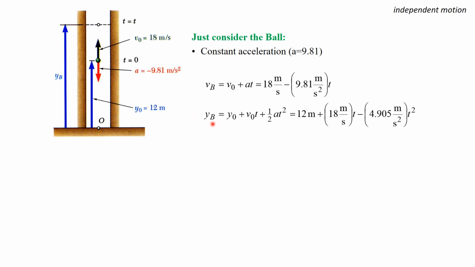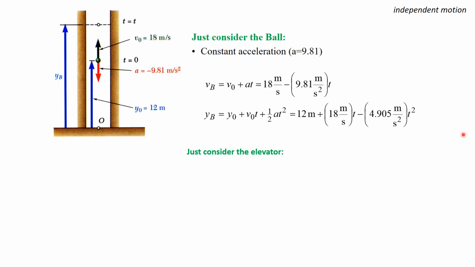We can also get an equation for what our position is doing. So here's the position of the ball: it is the initial position, it starts at 12 meters up. Here's our initial velocity of 18 meters per second up. And we have 1/2 A, 1/2 times 9.81. So we have our acceleration here, t squared. So here's velocity and position of the ball.